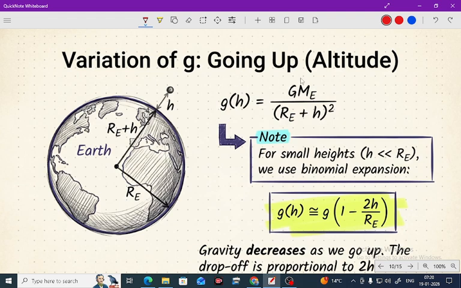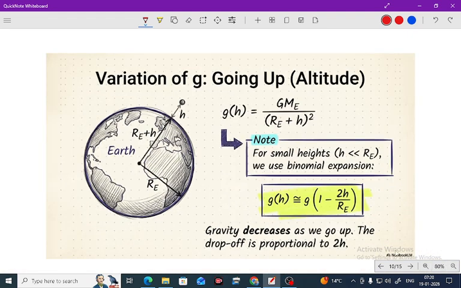Variation of g going up, altitude: gh equals G Me by (Re plus h) whole squared. Note, for small heights, h much less than Re, we use binomial expansion. Therefore, gh equal to g(1 minus 2h by Re). Gravity decreases as we go up. The drop off is proportional to h.